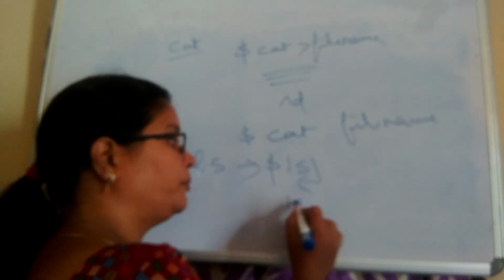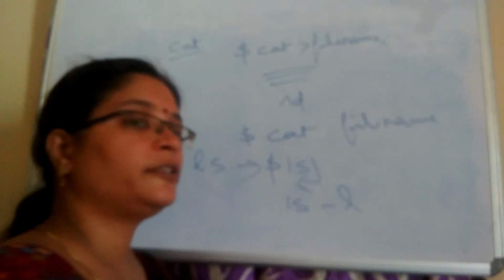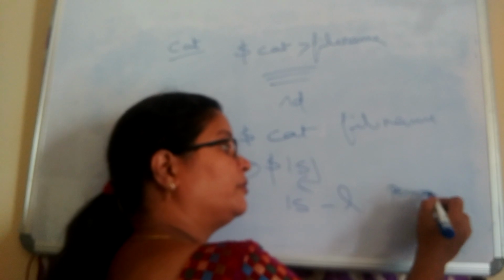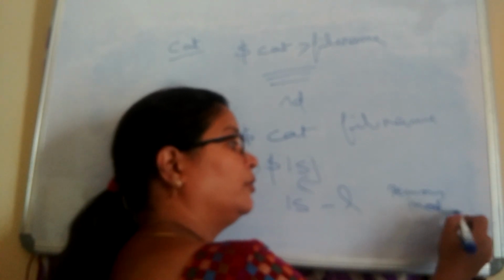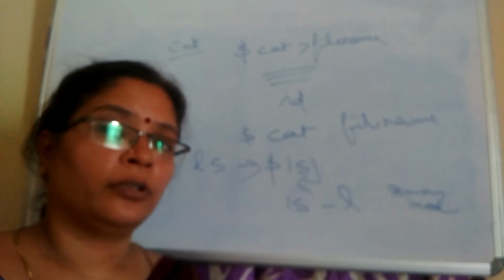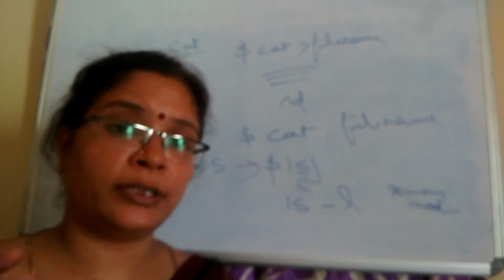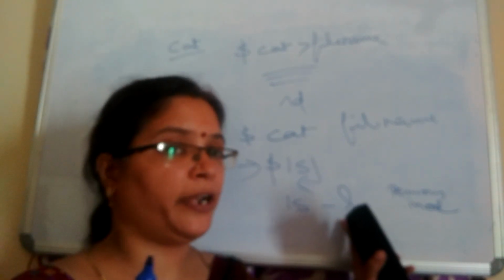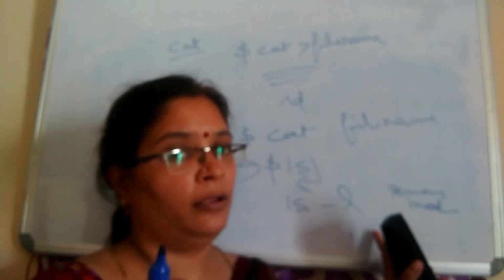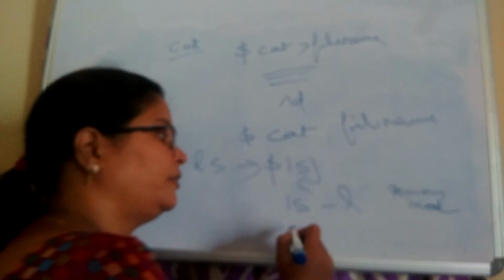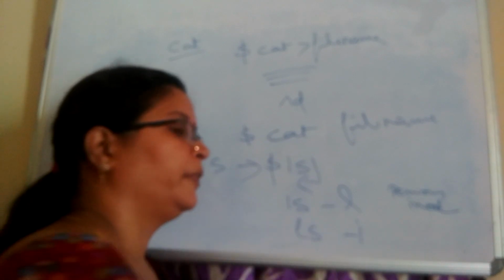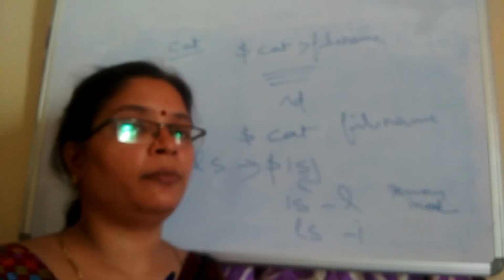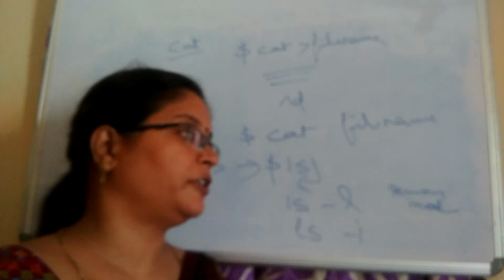The other options of ls: ls -l stands for long listing. Long listing means it displays permissions, inode numbers, who created the file, when it was created, and the size of the file in bytes. All these can be displayed with the help of ls -l, long listing. Next one is ls -i. It displays the inode numbers of the specified files. What is the inode number? We have discussed it in our previous session.